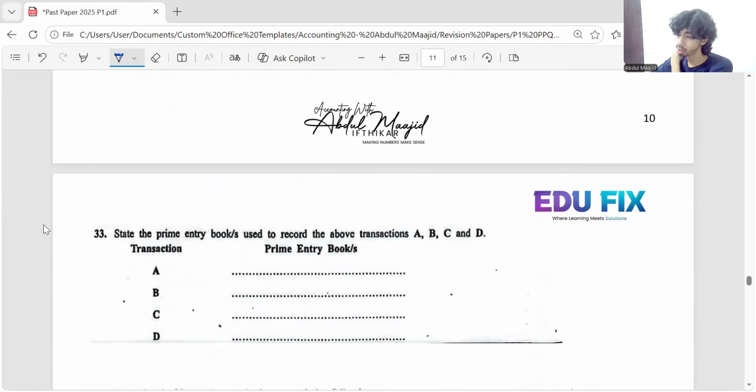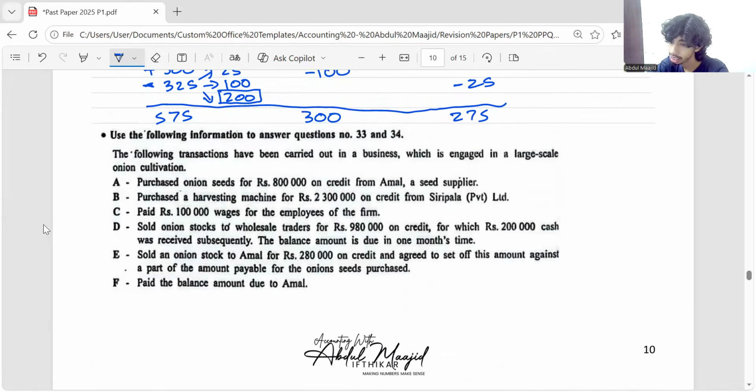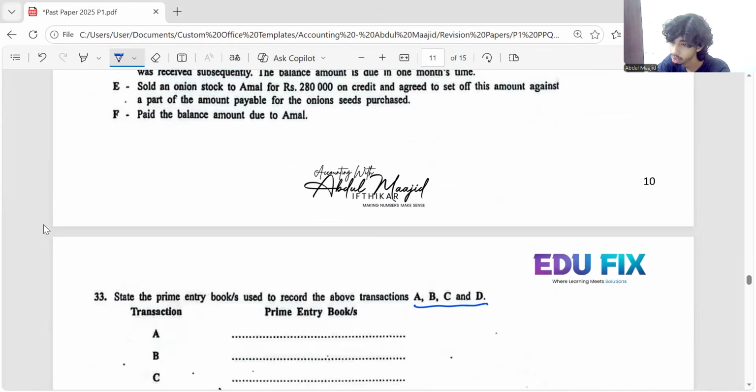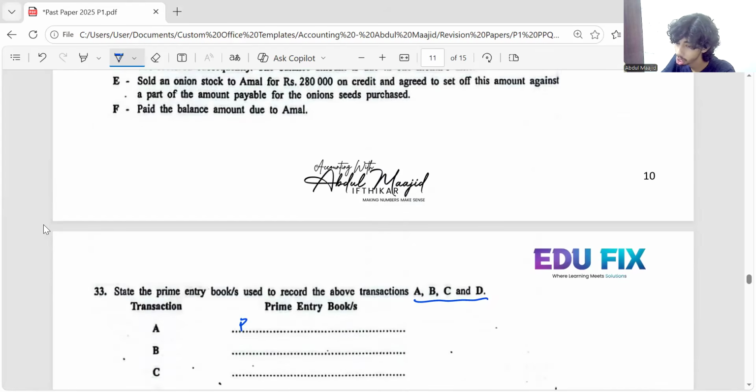State the prime entry book to record transaction A, B, C, D. Okay, prime entry book or books. A. Purchase onion seeds 800,000 on credit from Amal, a seed supplier. Okay, then that is gonna be, now what is this business? Onion cultivation business. So purchase of onion seeds on credit will go to purchase journal. Purchase journal.